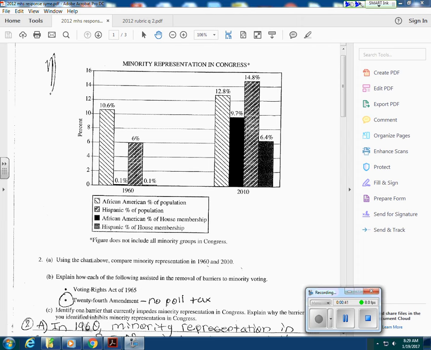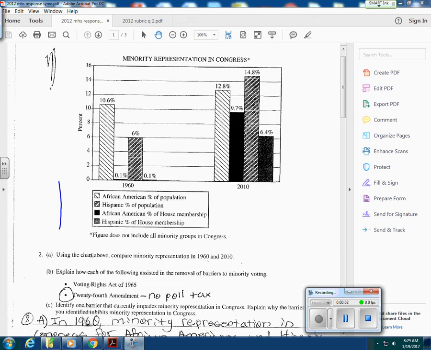All right, thanks, Ms. Bonadies, and welcome here to part 2 of the Kuhn Bonadies Academy on how to do an FRQ. So we have a question here from 2012, and this dealt with minority voting rights. This is what we call a stimulus-based question. Here you see a graph with minority representation in Congress from 1960 to 2010, and these lines are African Americans, Hispanics, African American in House membership, and African American or Hispanic percentage of House memberships.